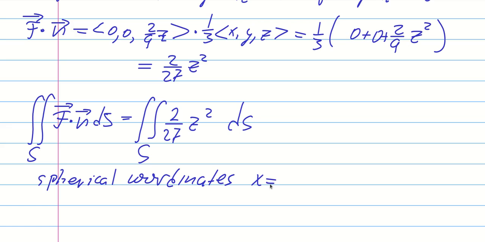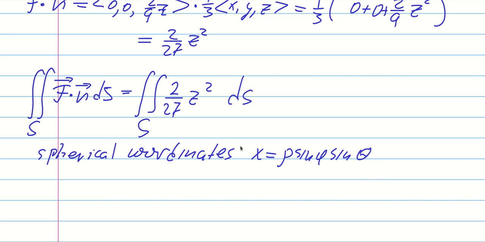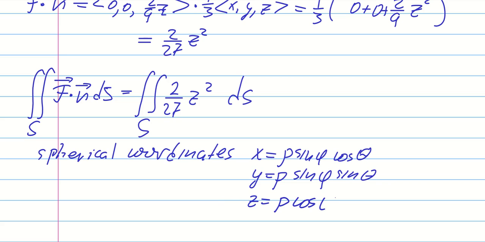All right, so for spherical coordinates, we have x equal to rho sine of phi cosine of theta. We have y equals rho sine of phi sine of theta, and z is equal to rho cosine of phi.